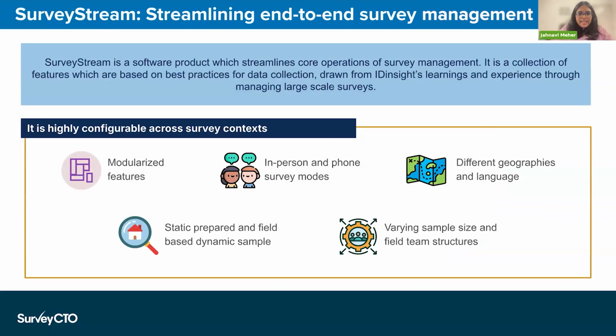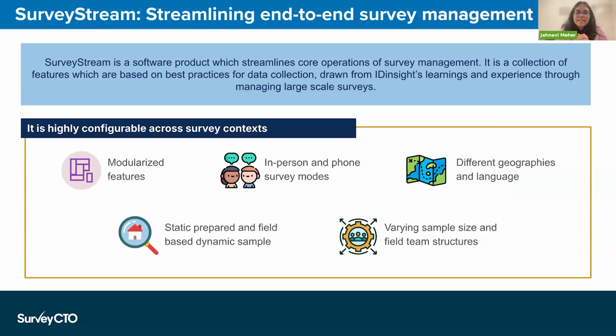Often in primary data collection activities, there are different types of samples that are used. There can be static list-based samples, or you can also have dynamic samples that are generated as you're conducting the field ops. So both of these sample types can be handled as inputs within SurveyStream. We also support varying sample sizes. If you have a sample size of 2,000 or 20,000, we have the data infrastructure to support both these ends.